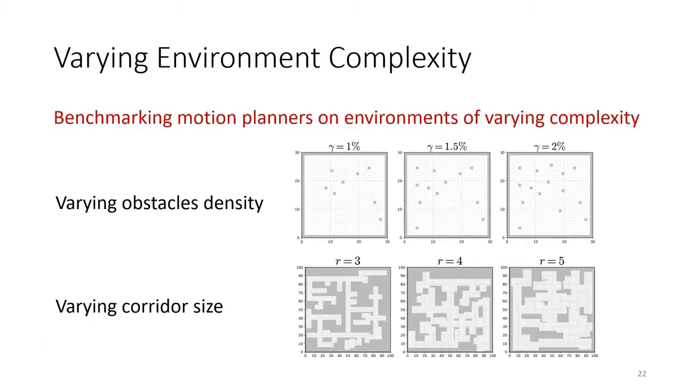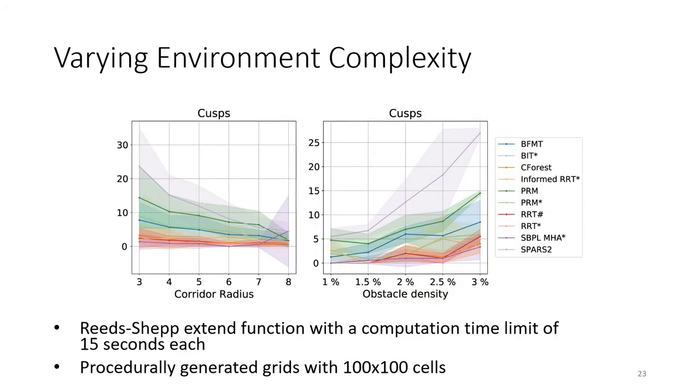In another experiment, we benchmark the motion planners on environments of varying complexity. We investigate how different planners perform by varying the obstacle density or the width of the corridors in indoor-like environments. As an example, we plot how the number of cusps of the paths of different motion planning algorithms using the Reeds-Shepp steer function vary with the environment complexity.